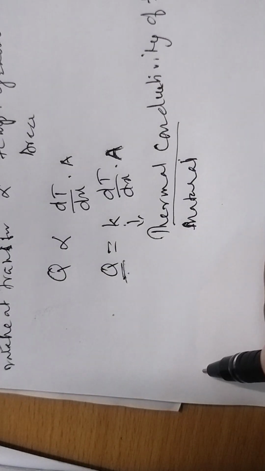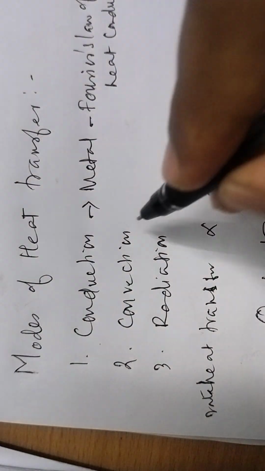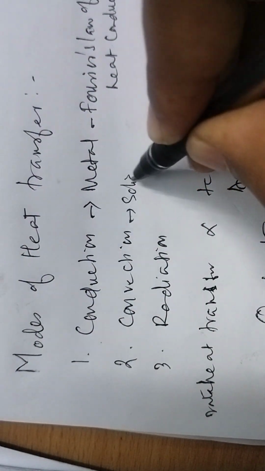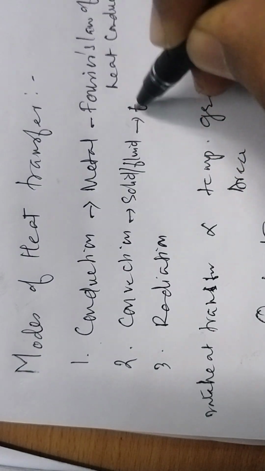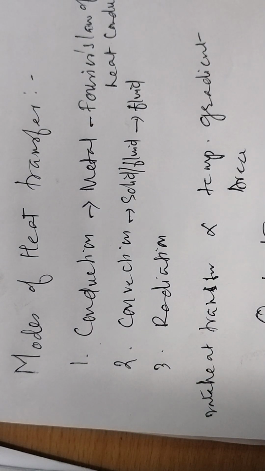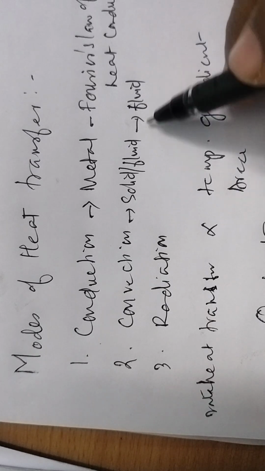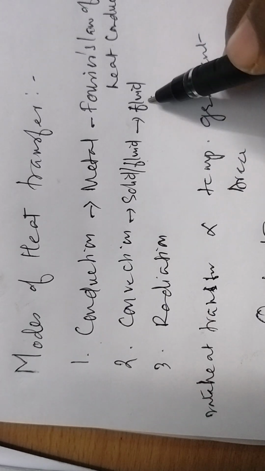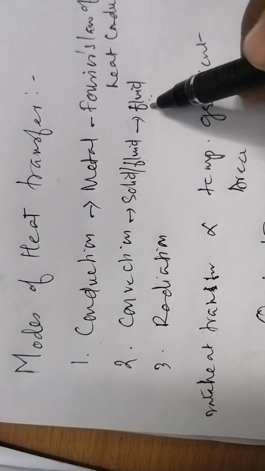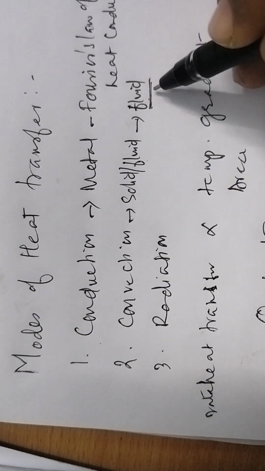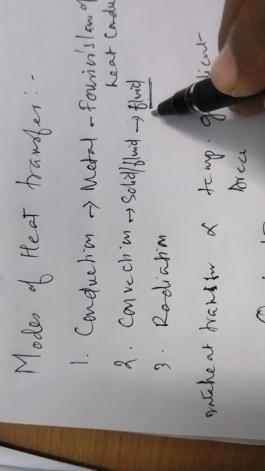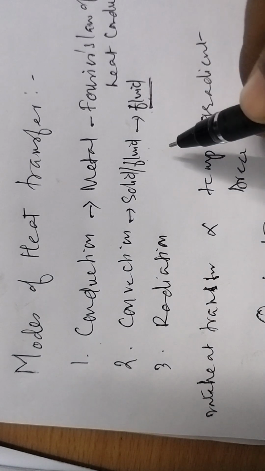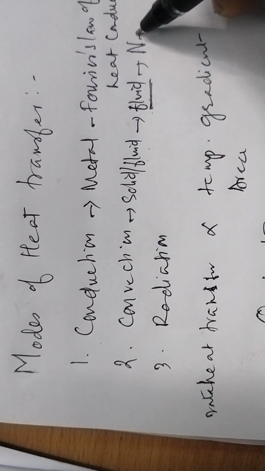So then we have convection. Convection happens between a solid and a fluid, or fluid to fluid. When we have two fluids passing through each other, the heat will be transferred based on fluid to fluid heat transfer, or at least one of the fluids has to be traveling. If there is a temperature difference between these two and heat transfer is taking place, then we call it convection heat transfer. This is governed by Newton's law of cooling.